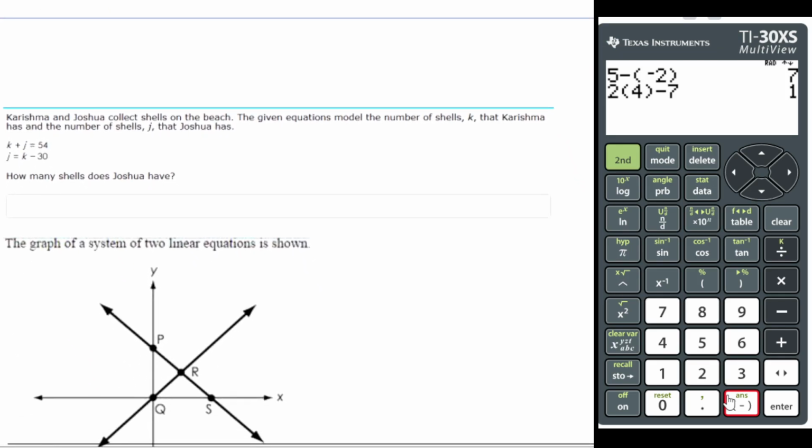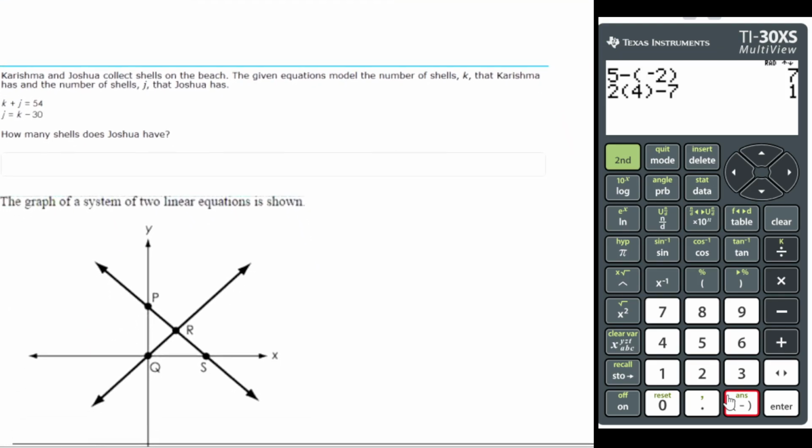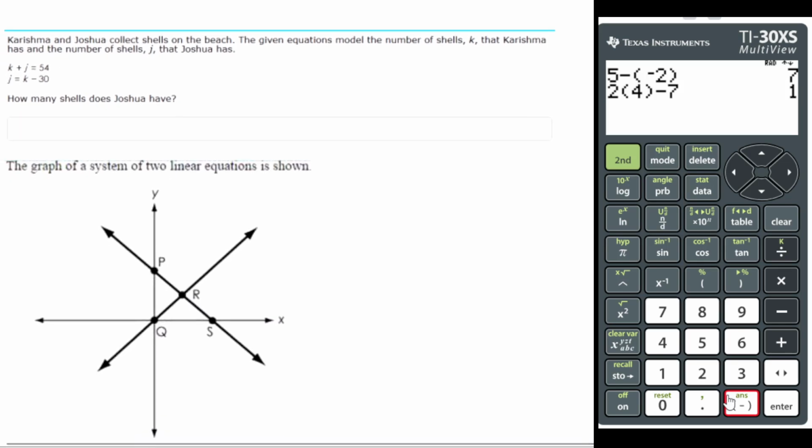Karishma and Joshua collect shells on the beach. The given equations model the number of shells K that Karishma has and the number of shells J that Joshua has. How many shells does Joshua have? Okay.